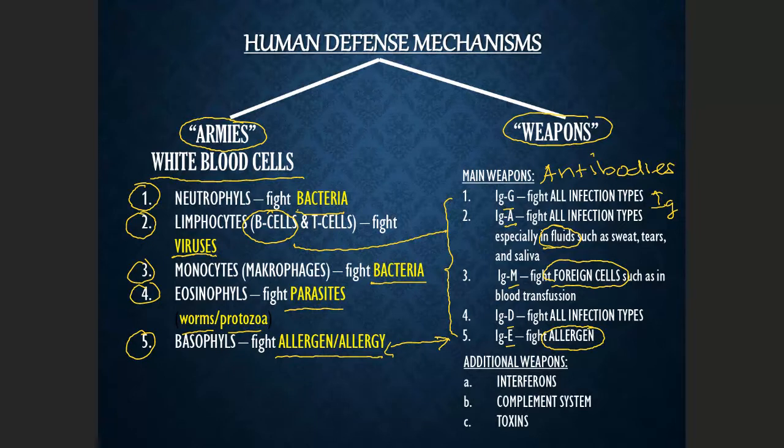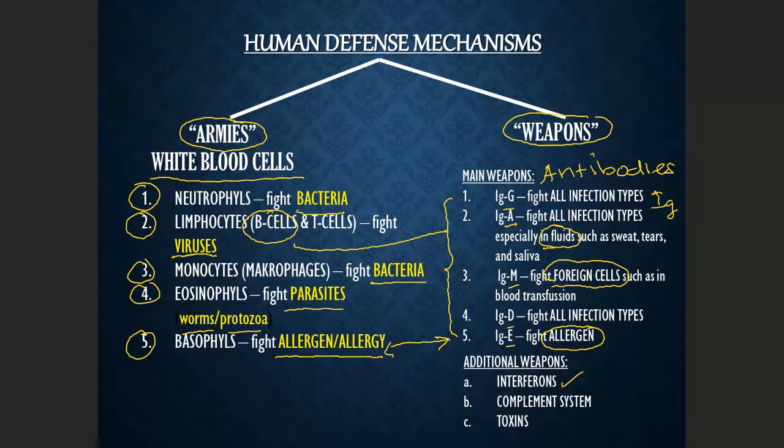Okay. There are additional weapons that are also produced in our system. The first one is called the interferons. This interferon is usually produced by the infected cell. So if we have a cell that is infected by viruses, for example, this infected cell is able to produce interferons. And these interferons then go to the healthy cells, trying to give warning to the healthy cells about the virus or about the pathogenic microbes that enter into our system.